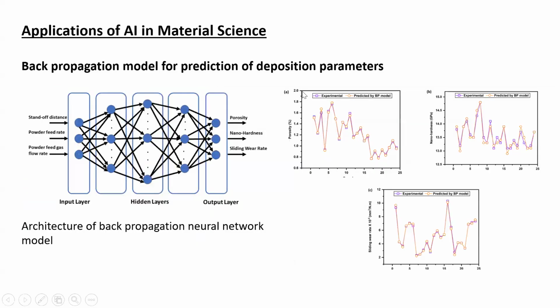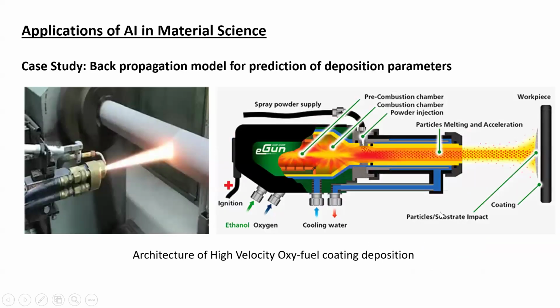So based on that, what we have done, we have optimized the parameters by using AI techniques. We have used the backpropagation model, and we have predicted parameters which are the best parameters available for the biomedical implants. So what we have done, we have taken standoff distance, powder feed rate, and powder feed gas flow rate. I will go back to the slide again.